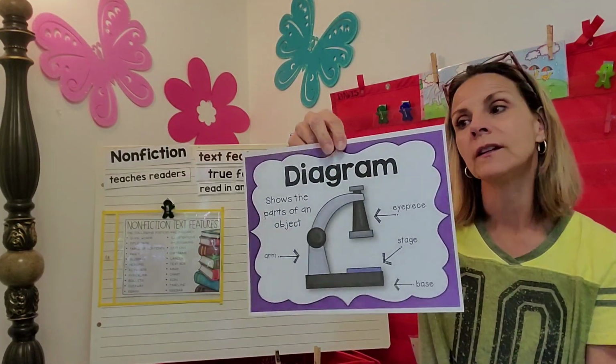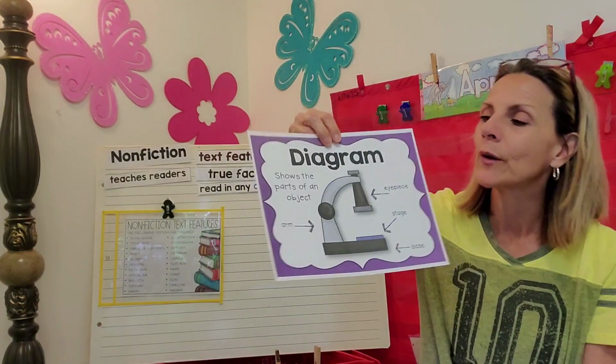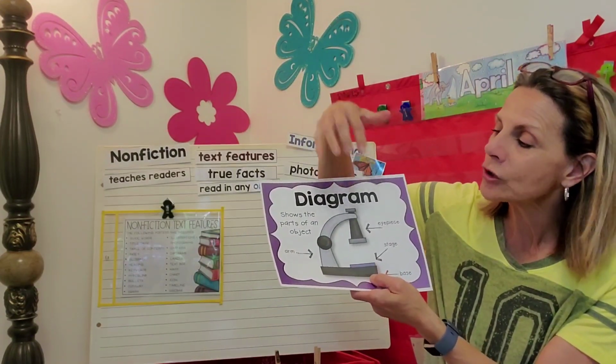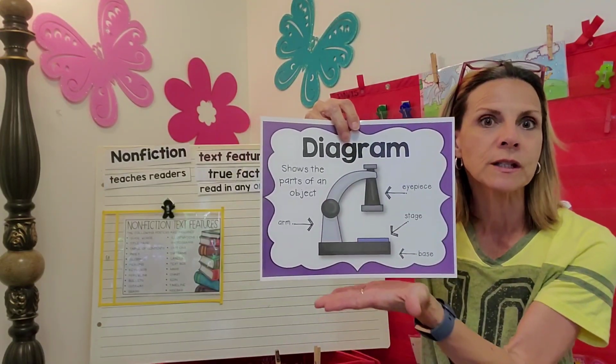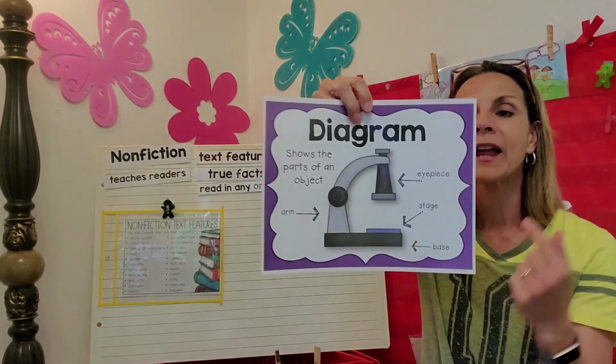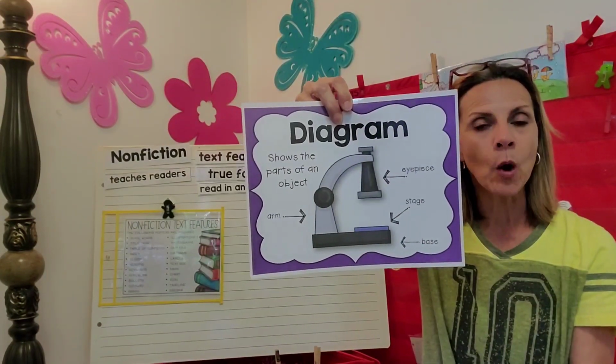Another nonfiction text feature is called a diagram. Now a diagram is a picture that shows the parts of an object or an animal, whatever the topic is. So this is a diagram of a microscope. You can see arrows pointing to the parts.